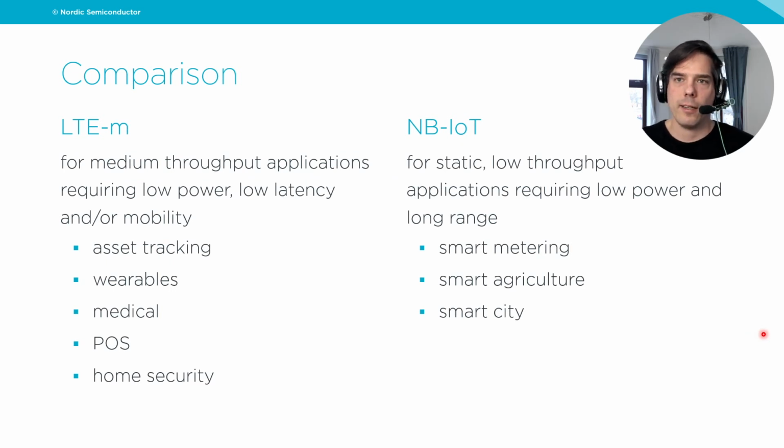The comparison looks like this. Again, a little bit from the picture before. LTE-M, use it for applications that need to move around a lot, which need high interactivity. NB-IoT is great if you're building a metering solution or something that is fixed in place. If it's a smart building or metering, then it makes sense to use NB-IoT.